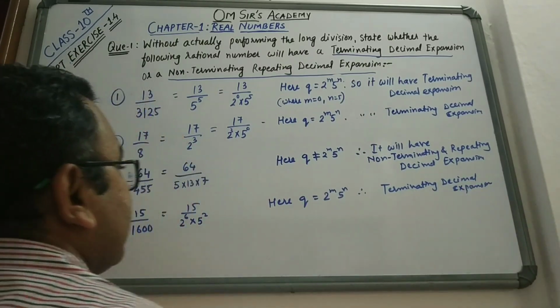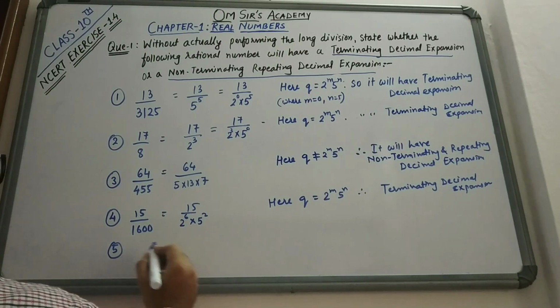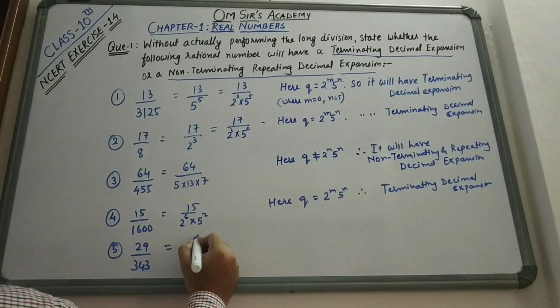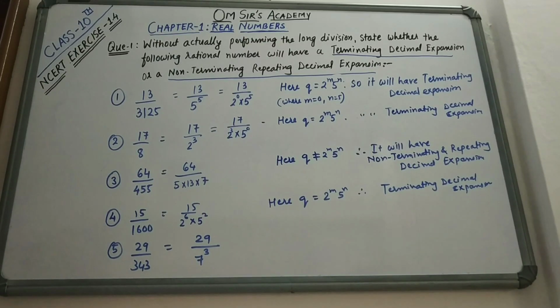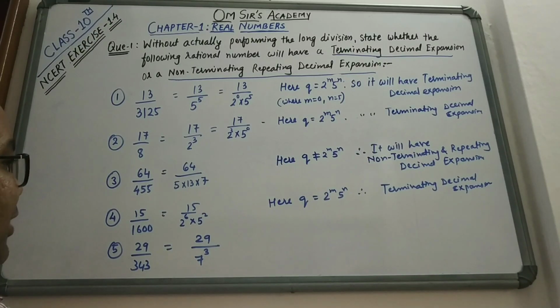Is it clear friends? Now next question, fifth is 29 upon 343. So 343 is a cube of what? 7. 7 into 7, 49 into 7 is 343. So here in place of q, it is 7 raised to n.